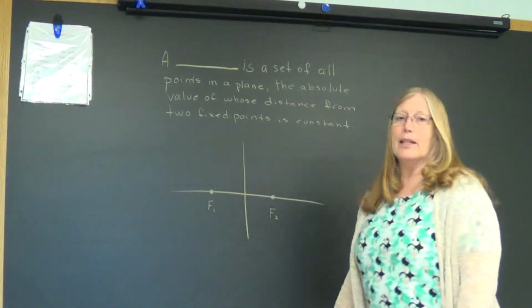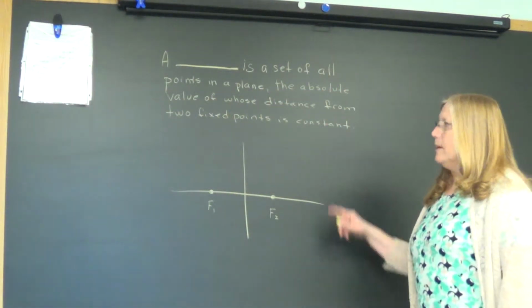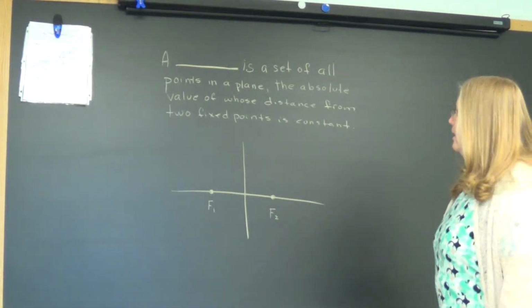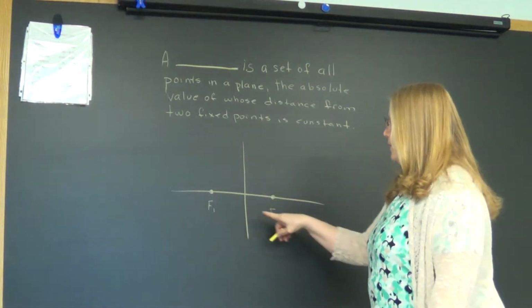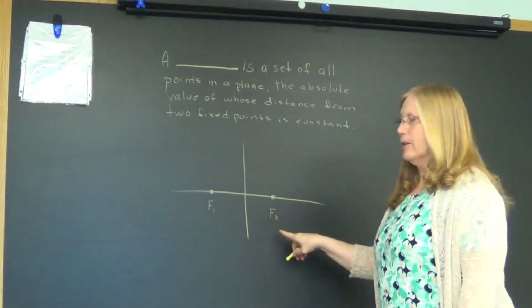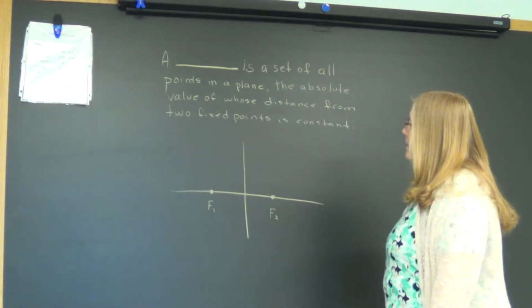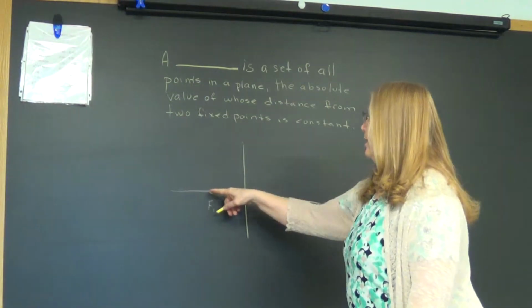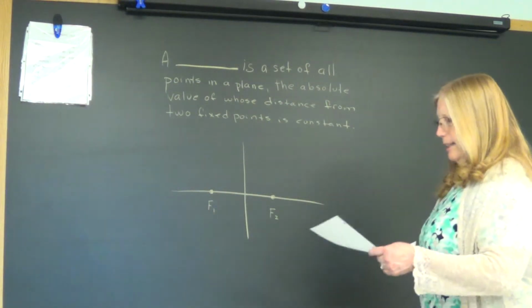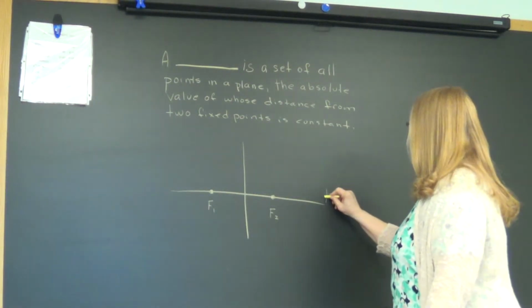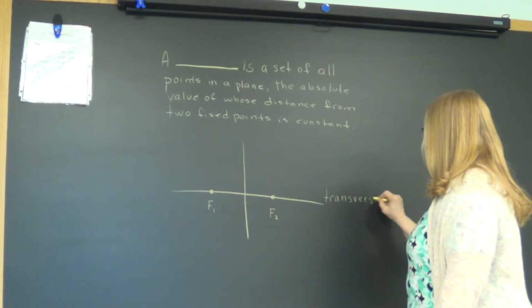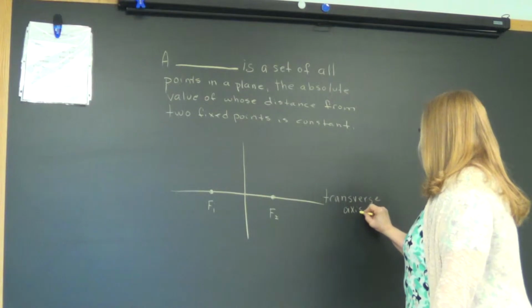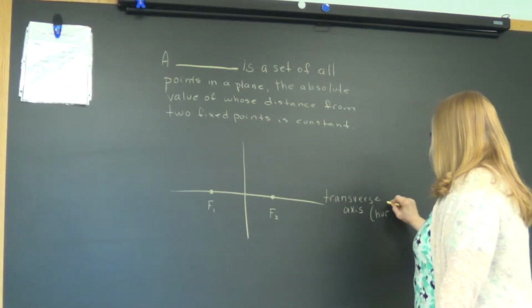So let's make some sense of what this might mean. You may pause to write it down and then rejoin me. So here's my two fixed points, focus 1, focus 2. And these foci are on a horizontal line, and that line has a name. It's called the transverse axis. It's horizontal in this case, as you can see.